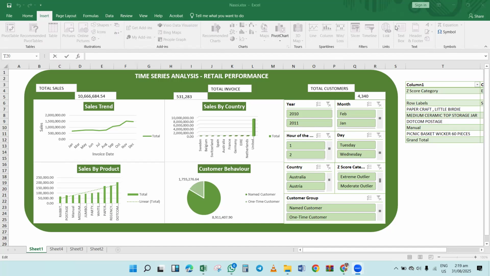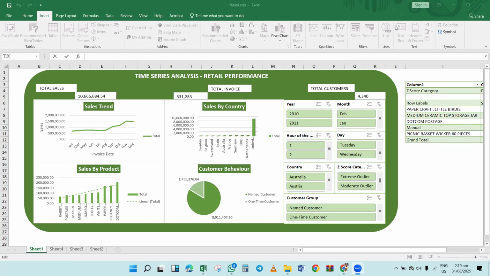We have total sales of 10.67 million, generated by 4,340 customers with over 500,000 invoices. We have our sizes bar, and we have our charts: our sales trend, our sales by country, our sales by product, and then customer behavior. With the customer behavior, we have our named customers and our one-time customers.